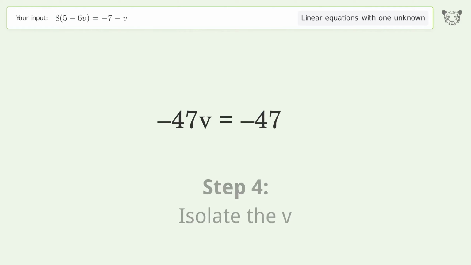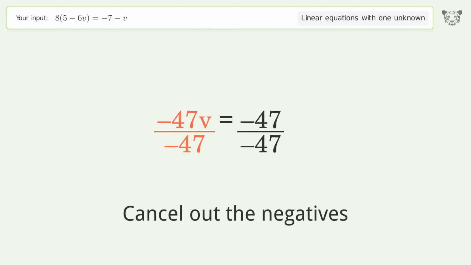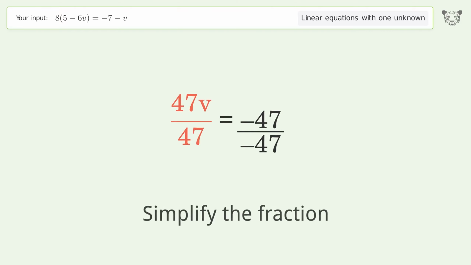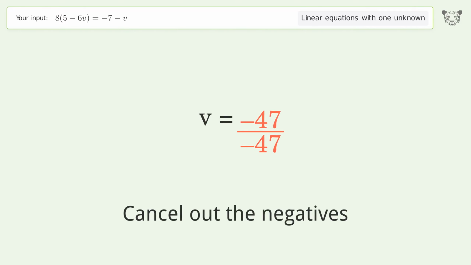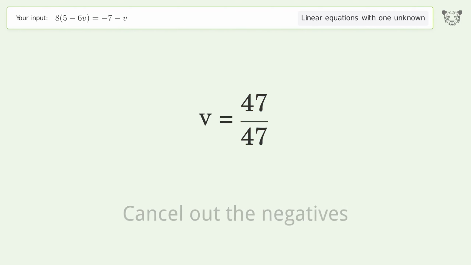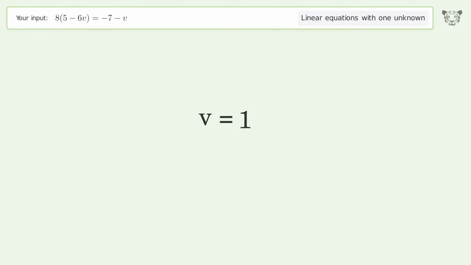Isolate the v. Divide both sides by -47. Cancel out the negatives. Simplify the fraction. Cancel out the negatives. Simplify the fraction. And so the final result is v equals 1.